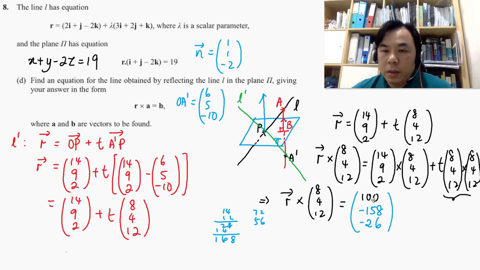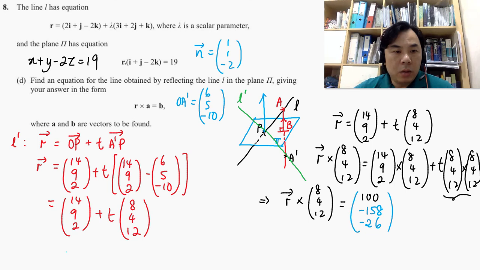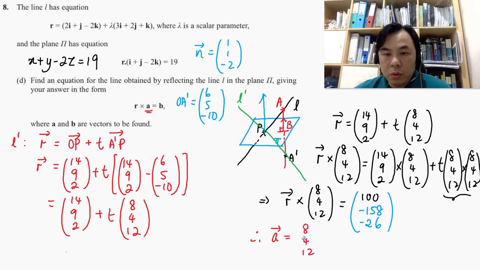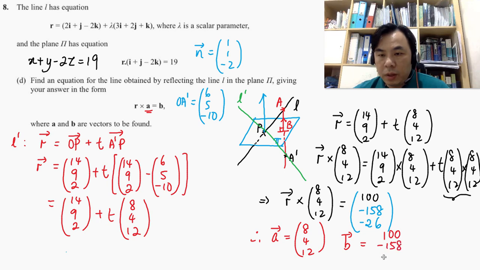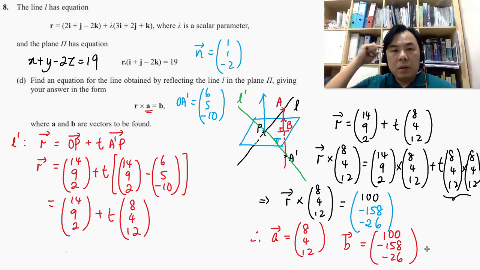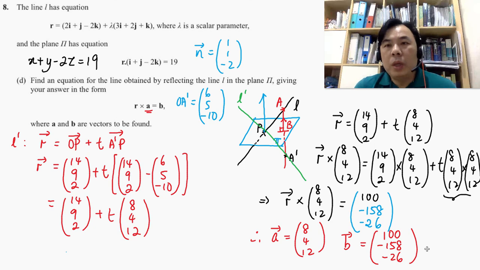Okay, so therefore, this is the vector form of the line equation, but more in a vector product form. Okay, so from here you can see that we can finalize that. Therefore, the vector a in this case is actually given by 8, 4, 12, whereby vector b itself is given by 100, negative 158, and negative 26 here. Right, okay. So there you go. How do we actually convert a line equation in a parametric form into a line equation in a vector product form? Okay, so I hope that has been useful information or learning details for you guys.